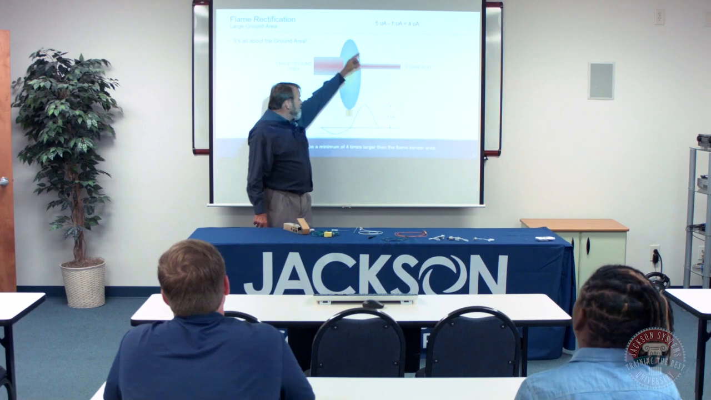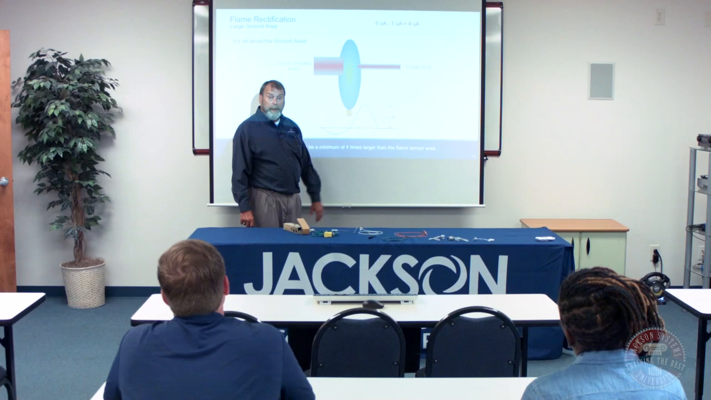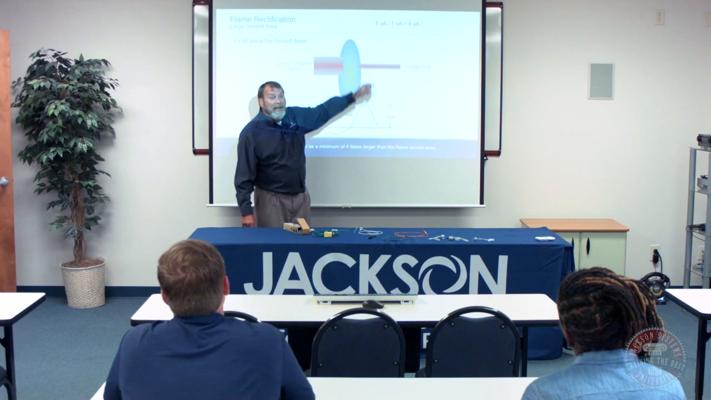If I got a really large ground, I'm way back here. But as my ground gets smaller, I start concentrating the amount of electrons, the force. And it's literally going to do something like this. I got 5 microamps on the top. I got 1 microamp on the bottom. And by the way, when you're reading your meter, what you're reading is the difference between this and this.